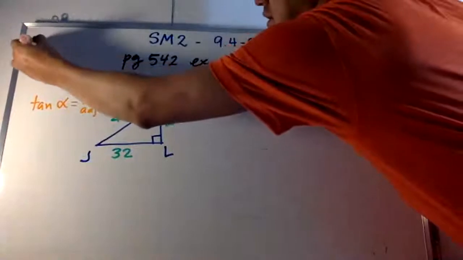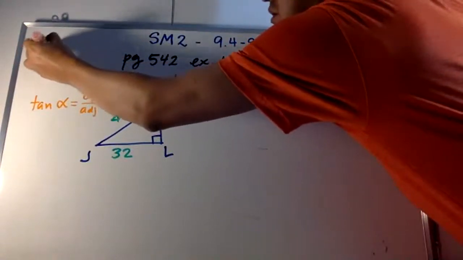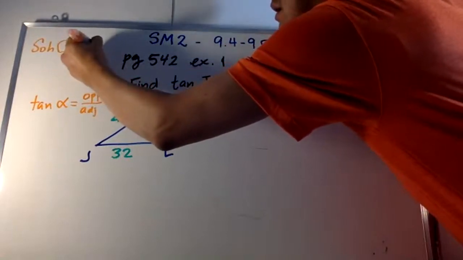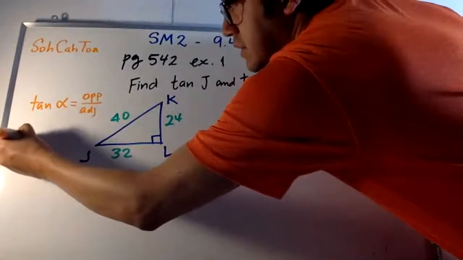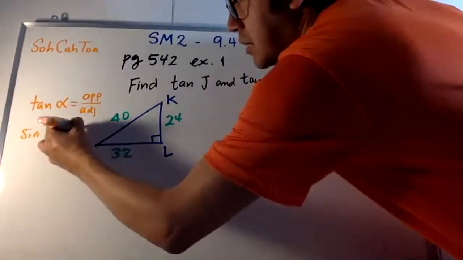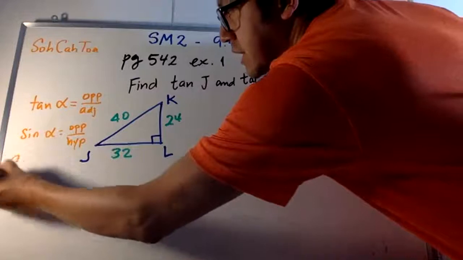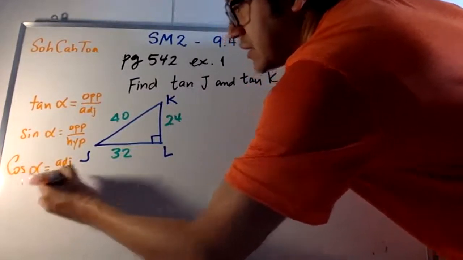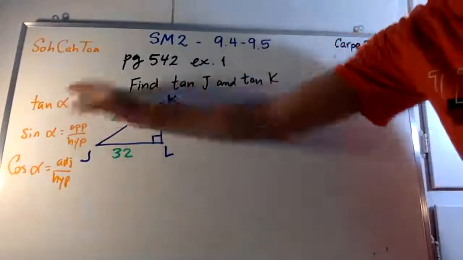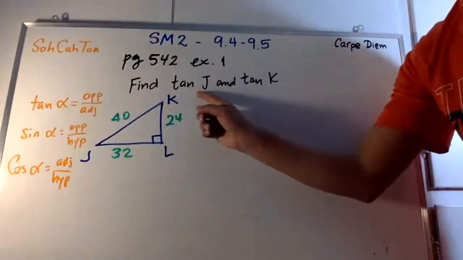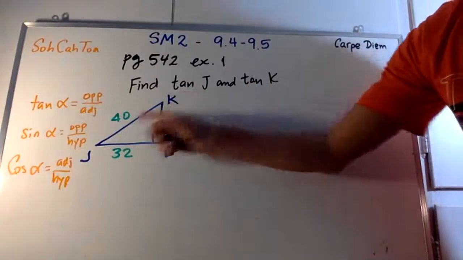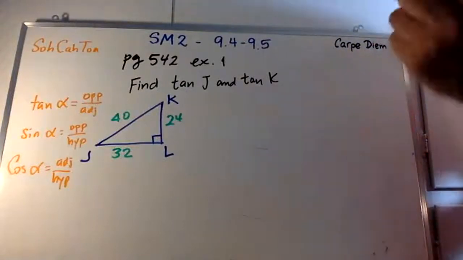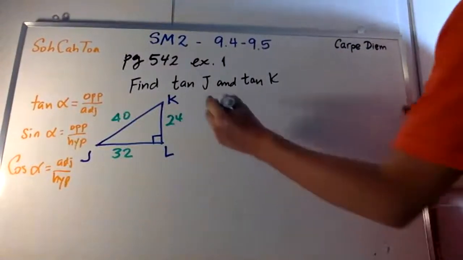All right. But anyway, I like this one as well. Sine is opposite over hypotenuse, and cosine is adjacent over hypotenuse. Okay, so you keep this in mind as we solve this. And now we have to find tangent of J and tangent of K, these two angles, K and J. Okay, so it's just as simple as just keeping in mind the definition.